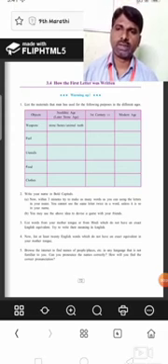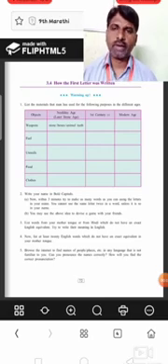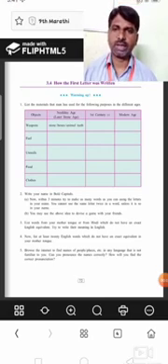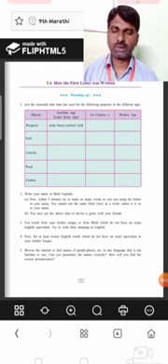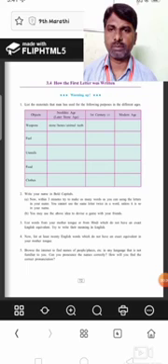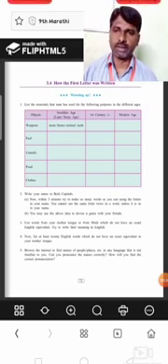Last time we had done with the poem 3.3, The Road Not Taken. I hope everyone has done the homework and the assignment given based on the poem in your notebook. Now from today onwards we are going to start a new lesson of the third unit, that is 3.4, How the First Letter Was Written.